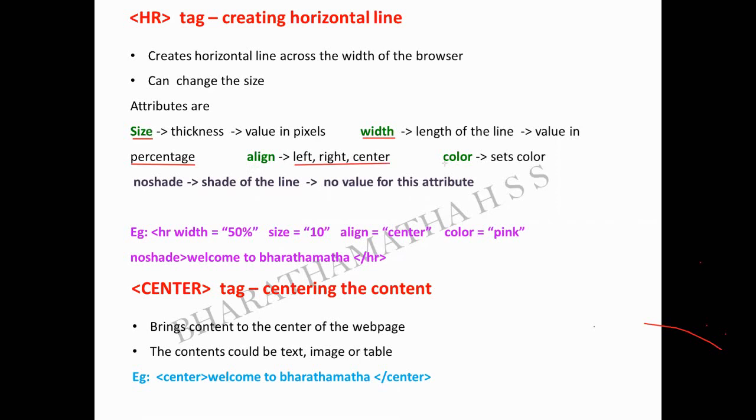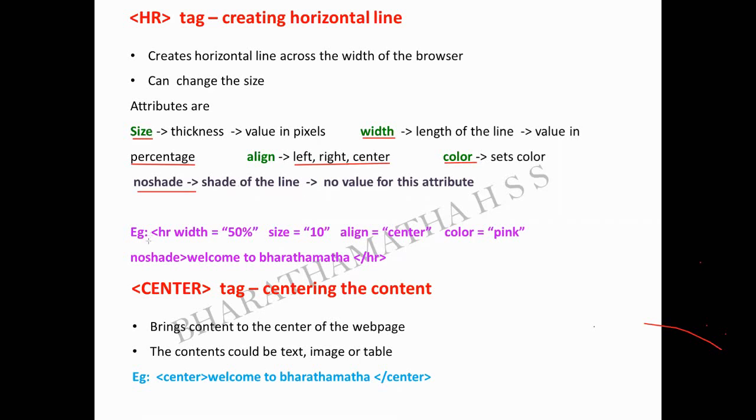Color sets the color. What color you would like to give? Either you can directly type the color, or you can use the hexadecimal code. Now you can see another attribute, noshade. That is whether you want the shade of the line to be seen or not. This attribute does not have any value. There are some attributes in HTML tags which do not have a value; that attribute itself will act as a value. So noshade means the shade of that line will not be present.